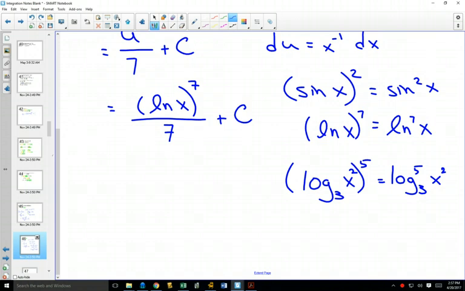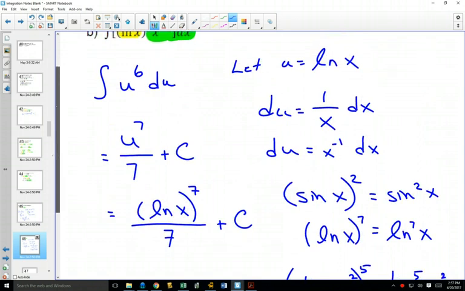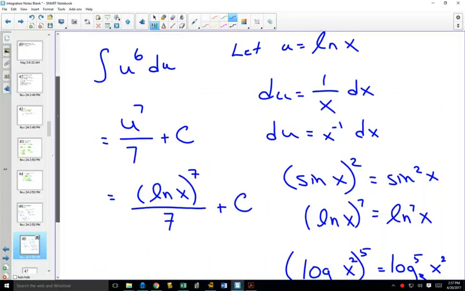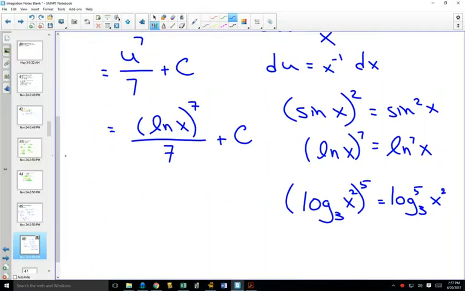Okay. So again, what did we do? We found the inside function, substituted it out, got a really easy derivative, found a really easy integral, integrated. Yes?